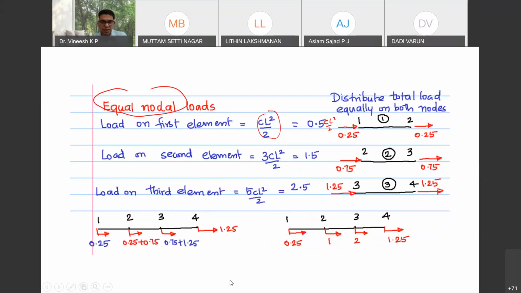So now you just add it at the nodes. This is my first element, with 0.25 on both nodes. Now the second element has 0.75 on the second node and 0.75 on the third node, so I am adding those. And the third element has 1.25 on node 3 and 1.25 on node 4, so I am adding 1.25 here and 1.25 here. Then you are going to get 0.25 on the first node, 1 on the second node, 2 on the third node, and 1.25 on the fourth node. We will try this one in Abaqus and we will see the result.